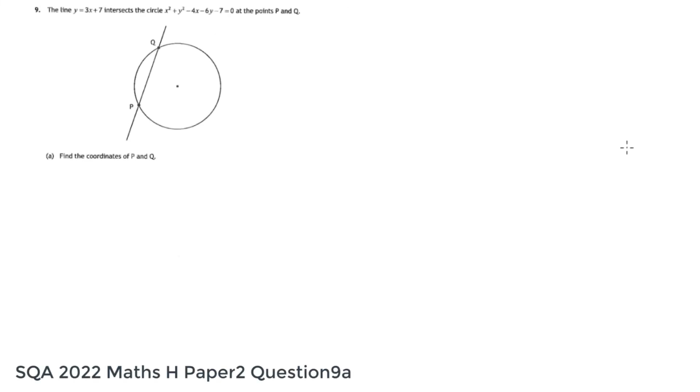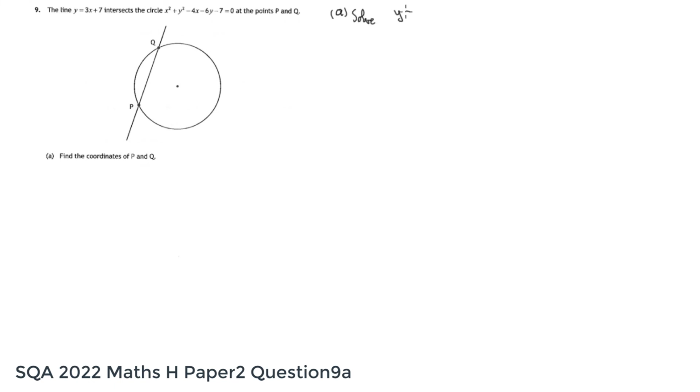So here we have question 9. We're told that there's a line given its equation and it intersects a circle at the points P and Q, and we're shown the diagram. There's P, there's Q, the 2 points of intersection. Now remember, at points of intersection, the coordinates of these points satisfy both the line equation and the circle equation. So these two equations have to work at the same time. In other words, it's a simultaneous equation. Therefore, we would be solving that system of equations.